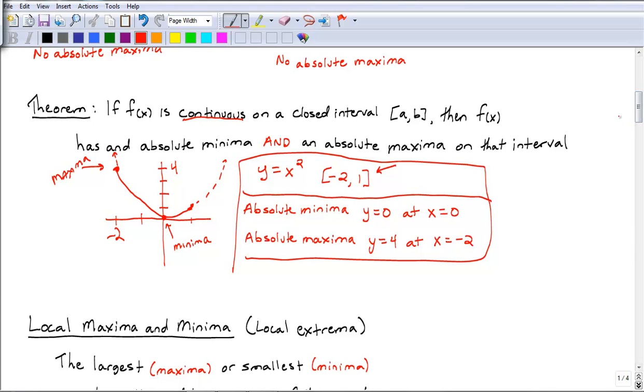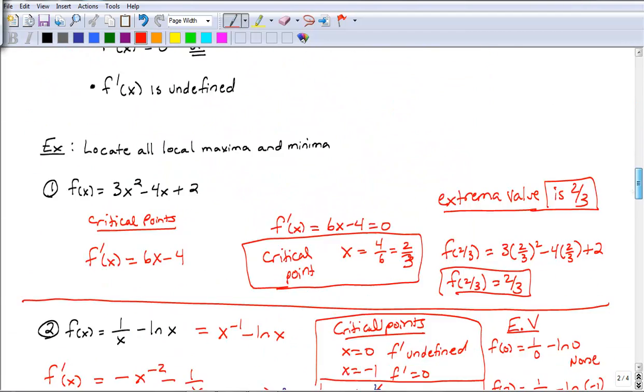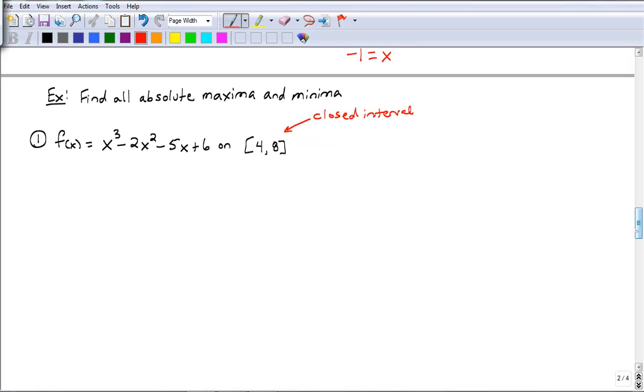this graph here had a minimum value at the critical point. That turned out to be the critical point, the valley. And it had a maximum value at the end point. So whenever you do these closed interval ones, you get critical points and end points of the interval. And you check them all to see which gives you the biggest and smallest y values. Well, so the endpoints are 4 and 8. And to find the critical points, I have to take the derivative. Figure out where it's undefined or 0. 3x squared minus 4x minus 5.